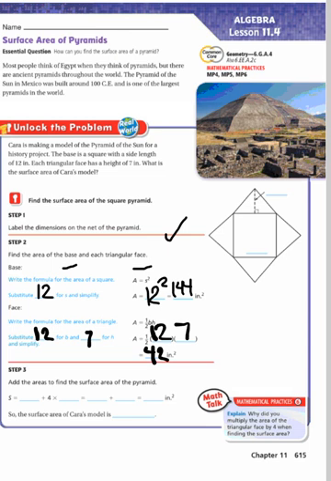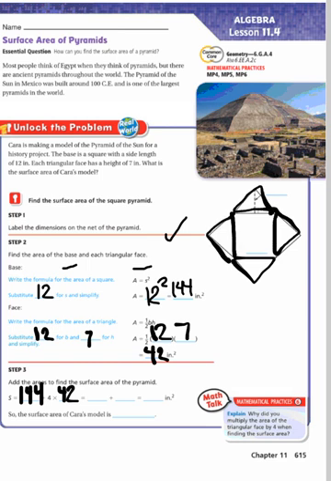Step 3. Add the areas to find the surface area of the pyramid. So S equals 144 plus 4 times 42. The reason we're doing 4 times 42 is because 42 inches squared was the surface area for one triangular face, and there are 1, 2, 3, 4 triangular faces in this net.